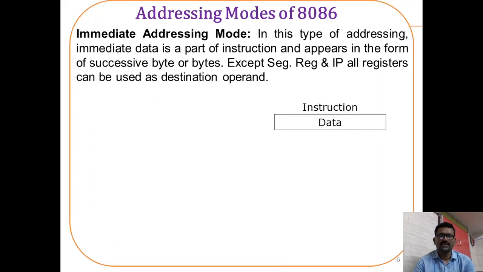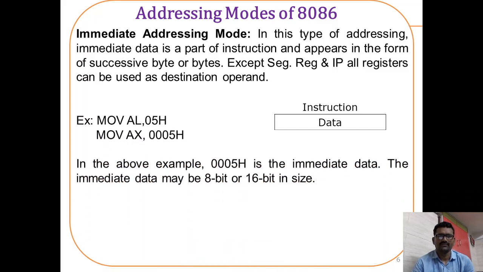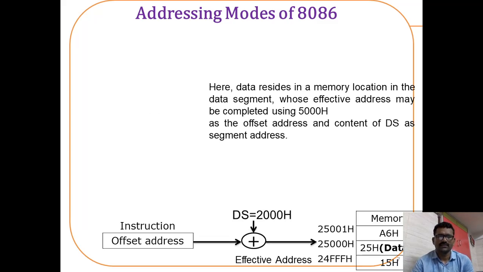Let us see immediate addressing mode. In this type of addressing, immediate data is a part of the instruction and appears in the form of a byte or word, that is, 8-bit data or 16-bit data. In this mode, we can't use the instruction pointer register and segment registers. Except the segment registers and IP, we can use all the registers. For example, MOV AL, 05 and MOV AX, 0005. In these examples, the data will be transferred to the AX register.